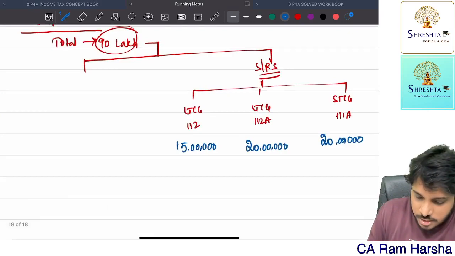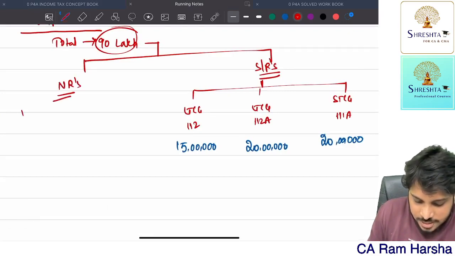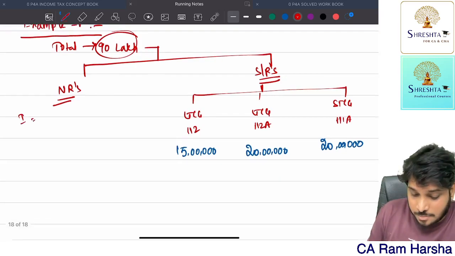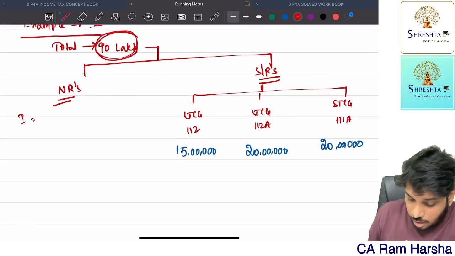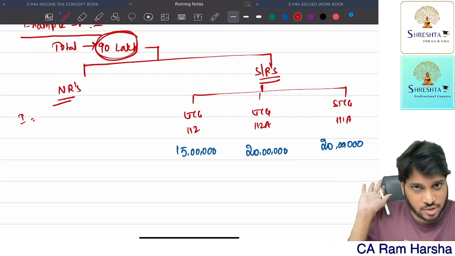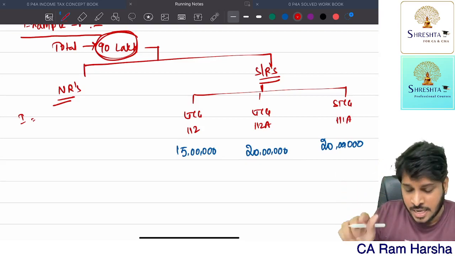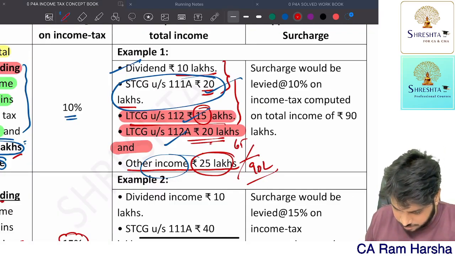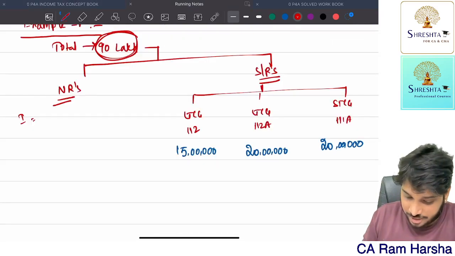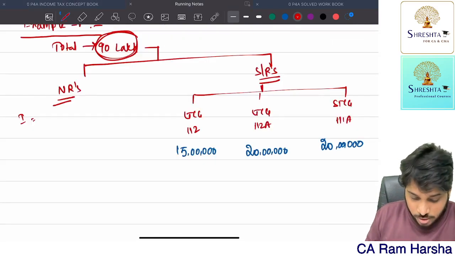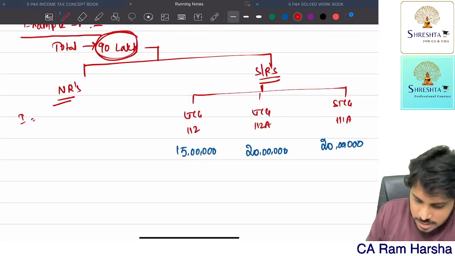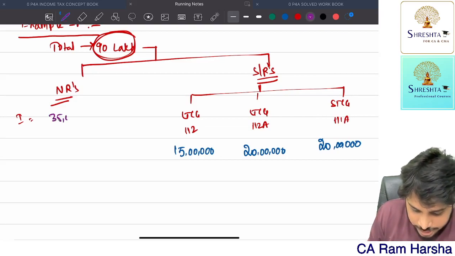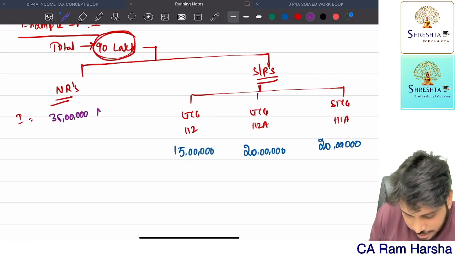Now, what are the normal rates? What are the incomes taxable at normal rates? How much is the income here? Out of 90, already 15, 20, 20 means approximately 65 lakh is gone. Just a minute. Sorry, 55. I'm sorry, 55 lakhs is gone. Which means, what is the normal income? 35 lakhs is the normal income.